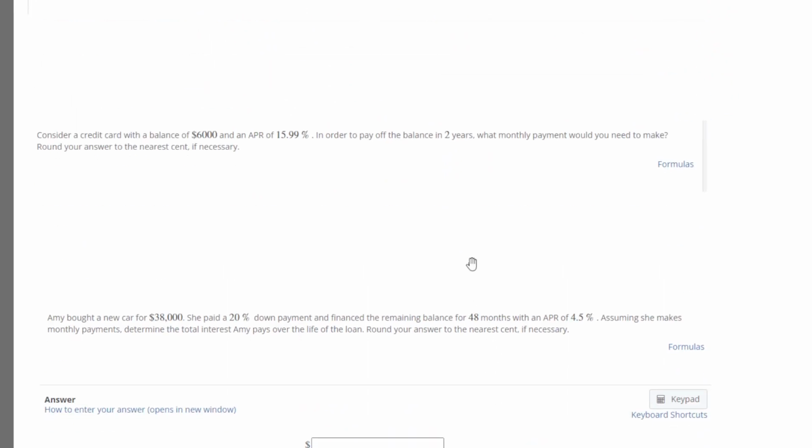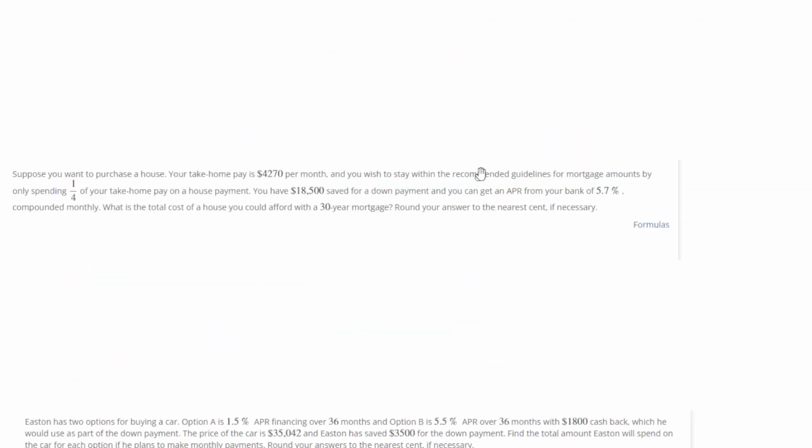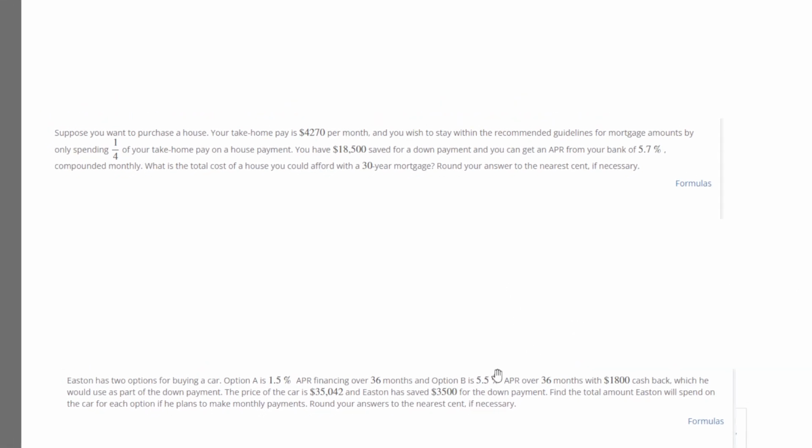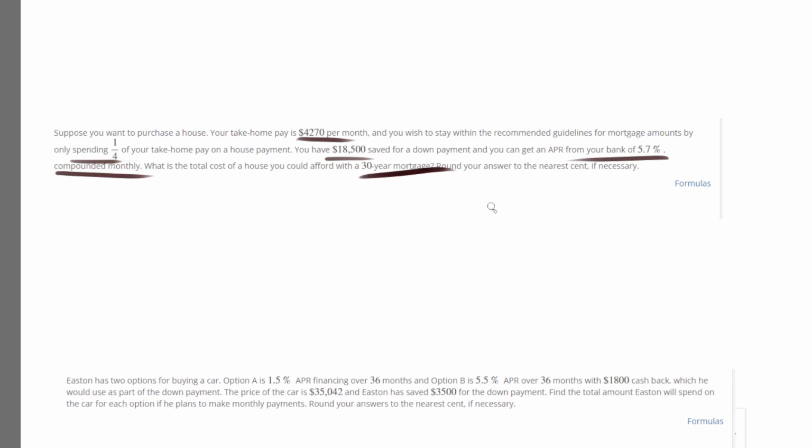That one's a monthly payment. Oh, here it is. Okay, so this one is telling us, suppose you want to purchase a house. Your take-home pay is $4,270 per month. So I'll underline that. And you wish to stay within the recommended guidelines for mortgage amount by only spending 1/4 of your take-home pay on a house payment. You have $18,500 saved for your down payment, and you can get an APR from your bank of 5.7%, compounded monthly. What is the total cost of a house that you could afford with a 30-year mortgage?